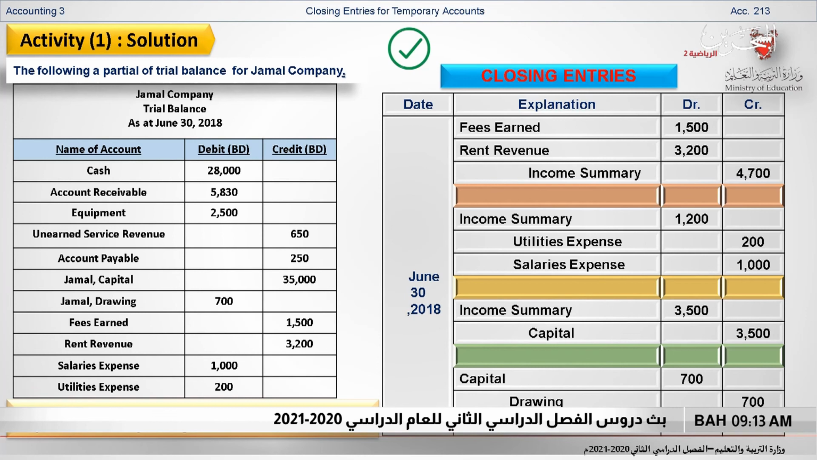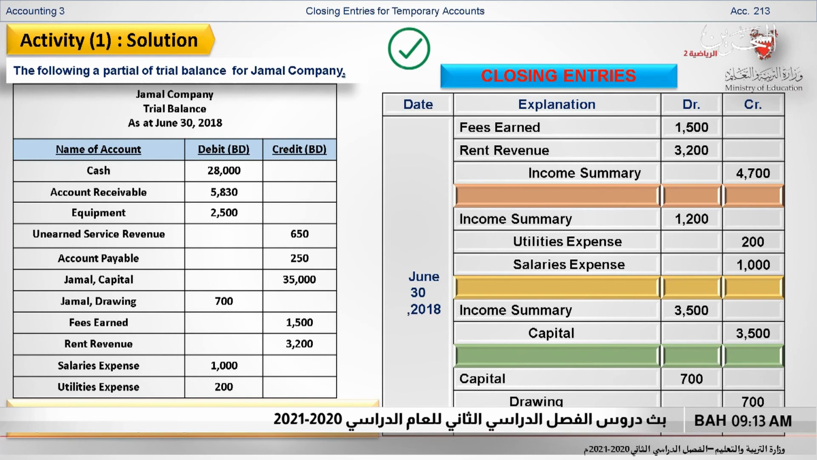You have to prepare one journal entry that credits expense accounts, utilities expense and salaries expense one by one, each for its balance as shown, and debit the income summary account for the total of 1,200 BD, which is the sum of all expense accounts.